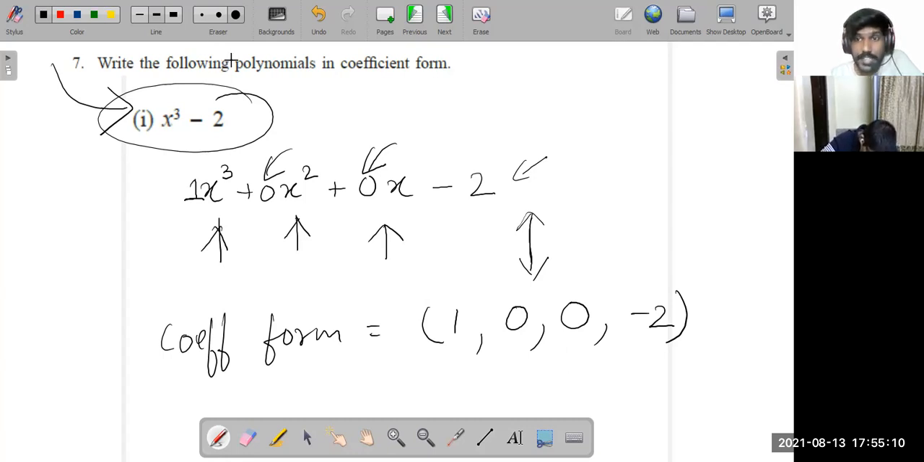But this is a very, very important point. You should not forget this. If the power of the variable is present, but you cannot see any number with it, you should understand that the number is 1. But if the variable is absent, then you should understand the coefficient should be 0. Is this fine? I hope no confusions now.